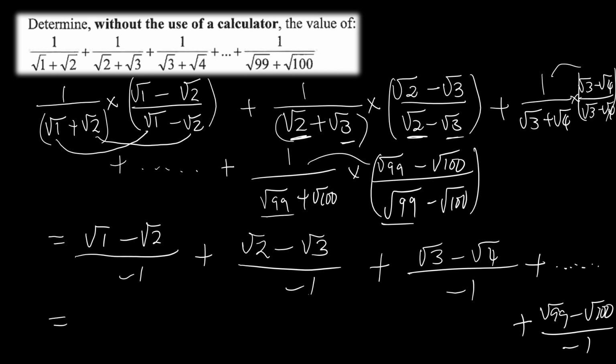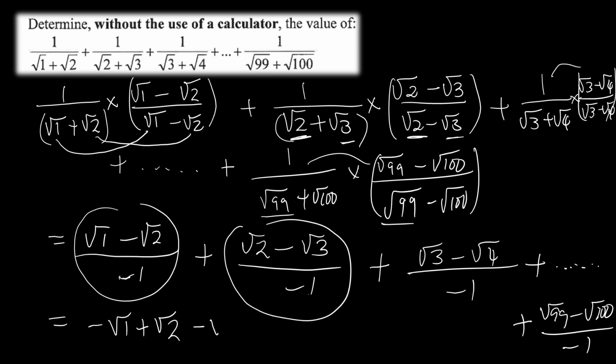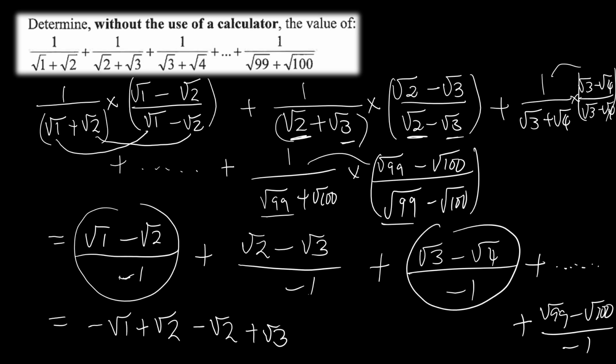Okay, look at something here. If I divide by negative 1 on this one, I can simplify this fraction. It's negative root 1 plus root 2. Let's come to this one. It will be negative root 2 plus root 3. Let's come to this one. We are dividing by negative 1, right? It will be minus root 3 plus root 4, then plus, then we go, this one will be minus root 99 plus root 100.